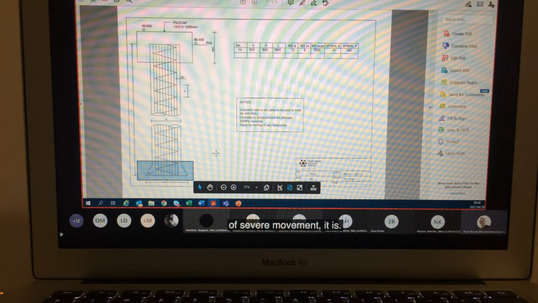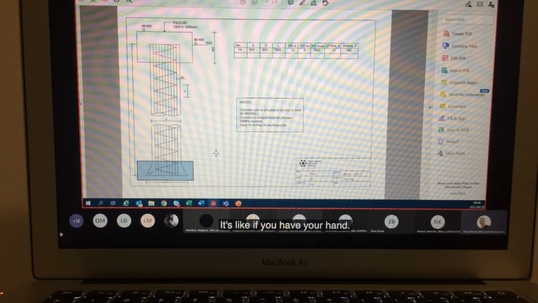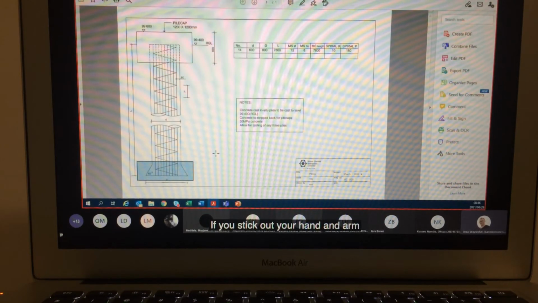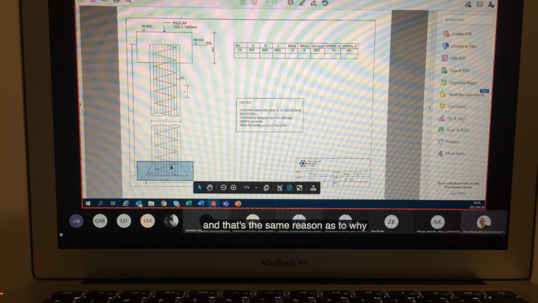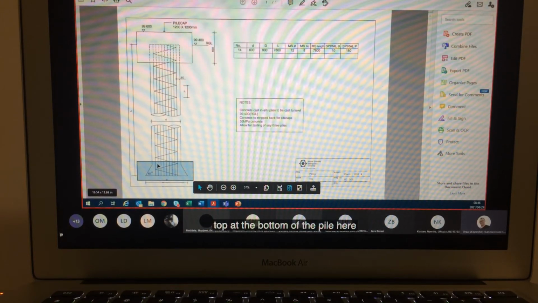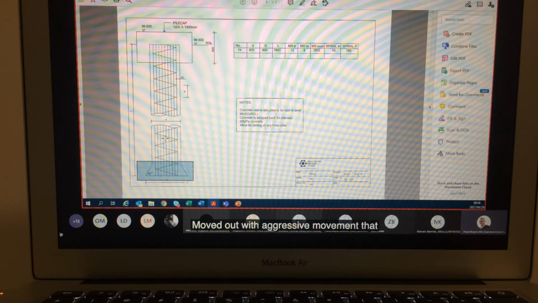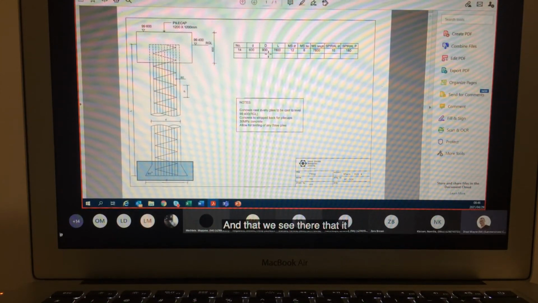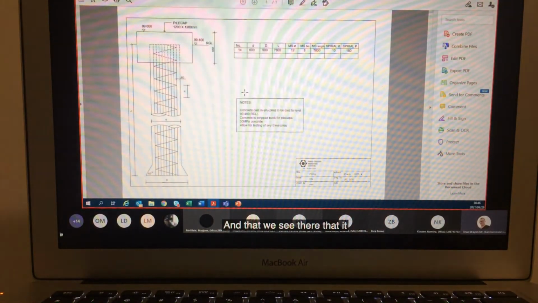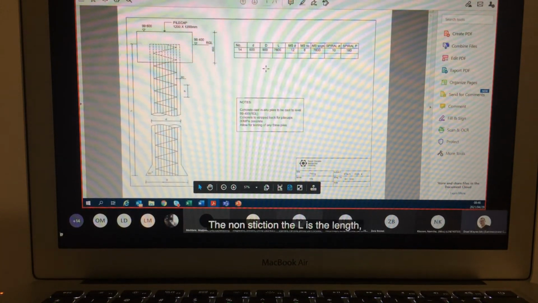Straightforward. In the event of severe movement, it's like if you stick your hand and arm into a hole and you then make a fist, it's near impossible for you to get your hand out of that hole with your hand being in a fist. And that's the same reason why we have this enhanced section at the bottom of the pile, to prevent that pile from being moved out with aggressive movement that might take place underground. And we see there that the enhanced section is 900 millimeters wide.